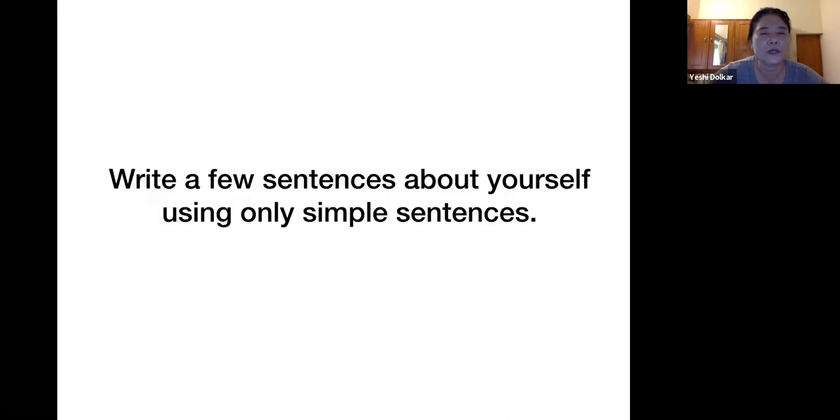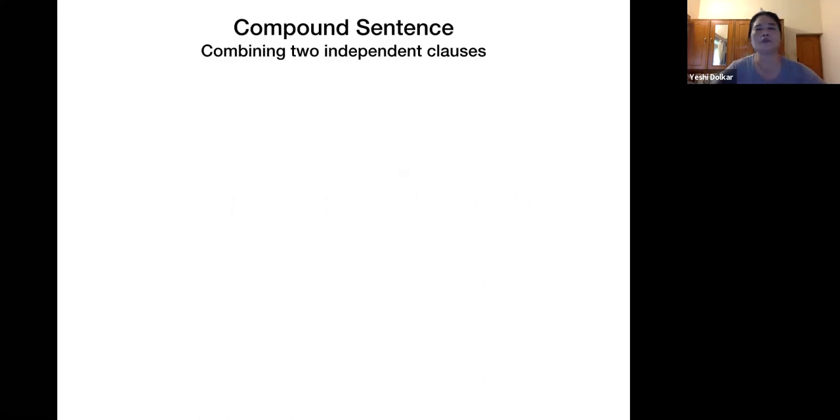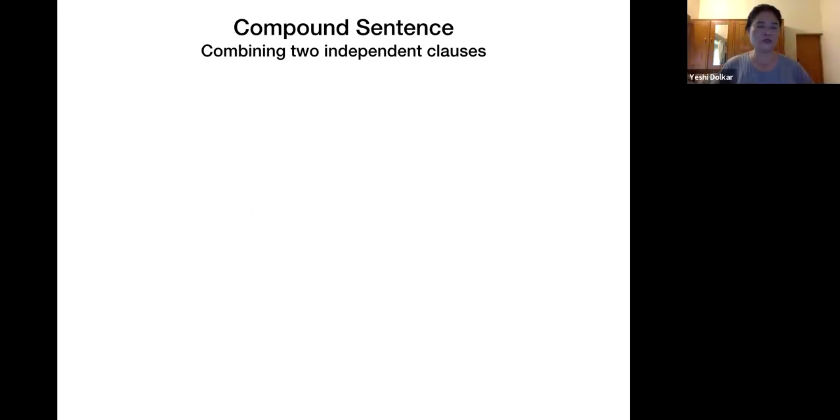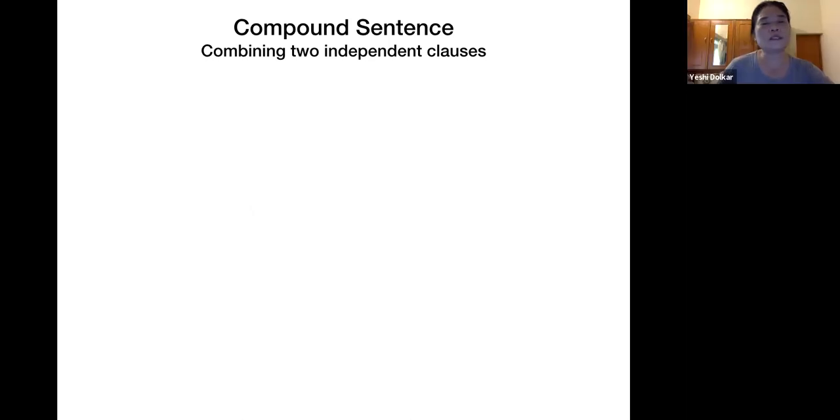Okay. Now, write a few sentences about yourself. That's how it is. Now we come to compound sentences. The simple sentence is a very easy sentence. These are all simple sentences. All right, now compound sentences. In a simple sentence, there is only one independent clause: subject and verb. Now in a compound sentence, you will see 2 independent clauses, and they have been joined.